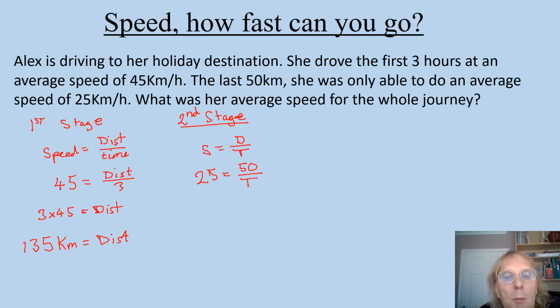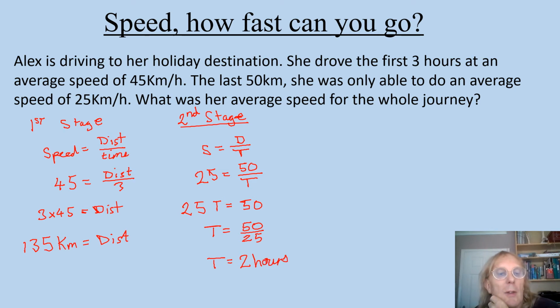The time is on the bottom. We've got to multiply by the t in order to get it onto the top. So we're going to have 25t equals 50, and t is going to equal 50 divided by 25. So t equals 2 hours. So we found that the time for the second stage of the journey was 2 hours.